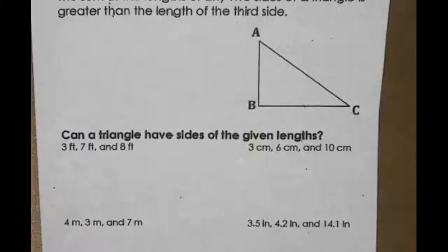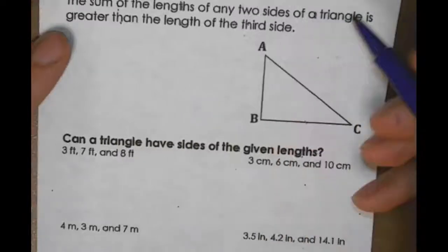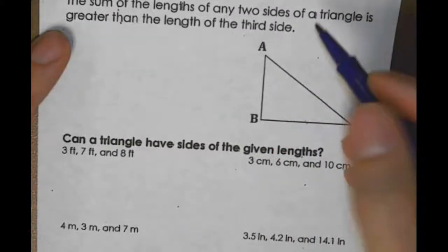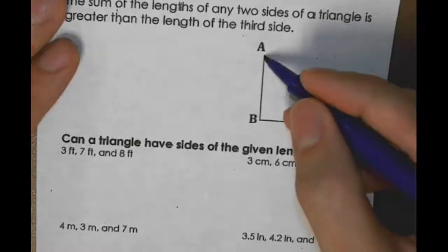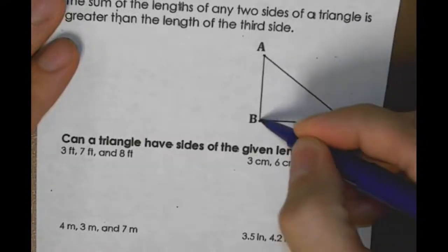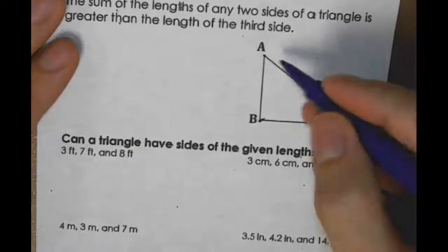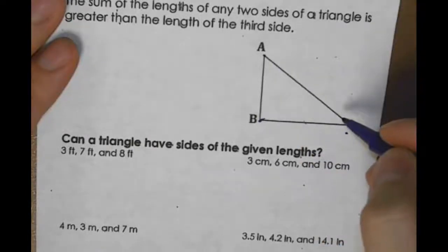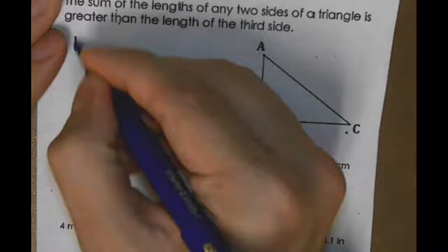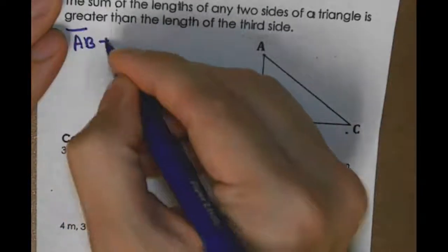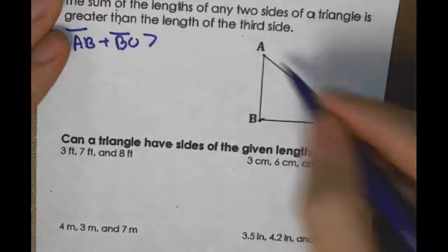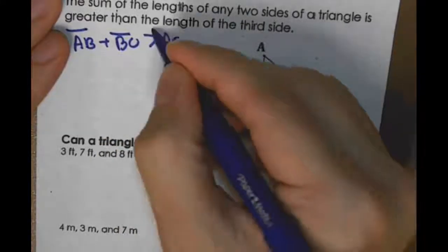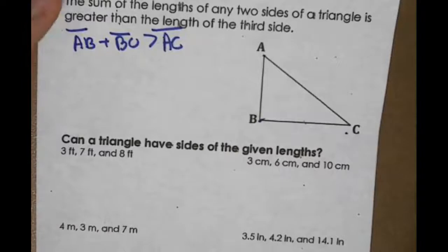Triangle inequality theorem. The triangle inequality theorem states the sum of any two sides of a triangle is greater than the length of the last side. So what does that mean? AB plus BC has to be larger than AC. So side AB plus side BC has to be larger than AC, for it to be a triangle.